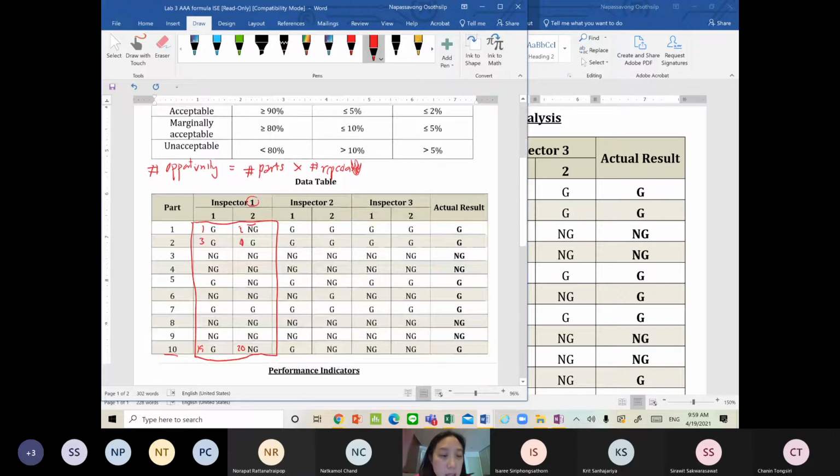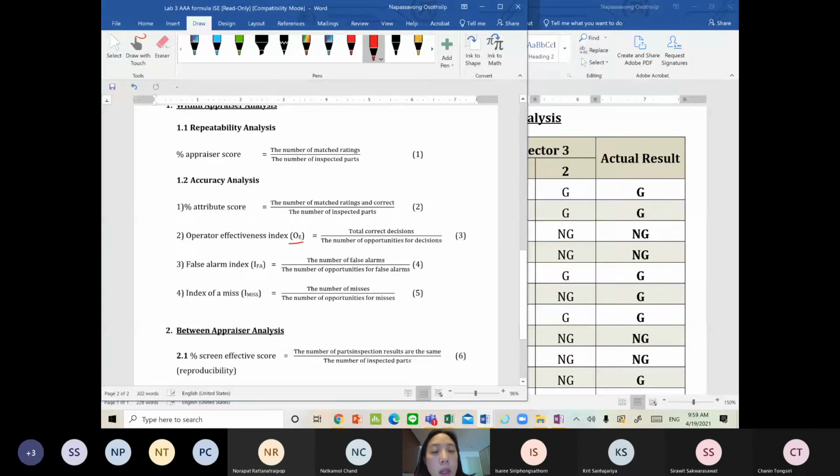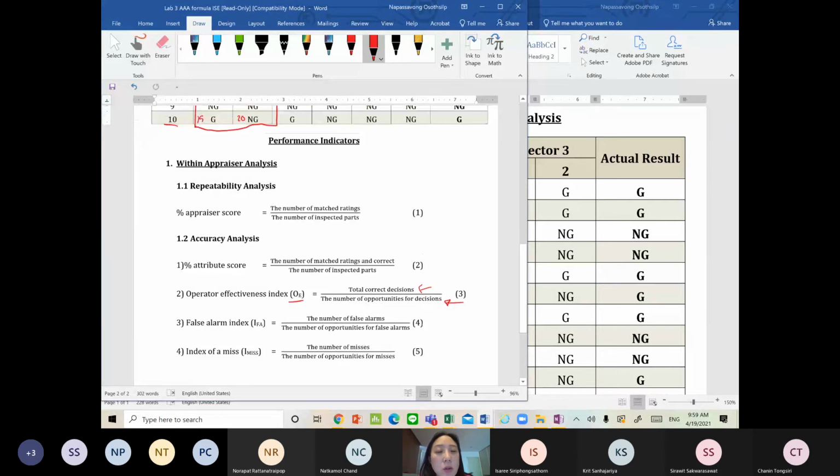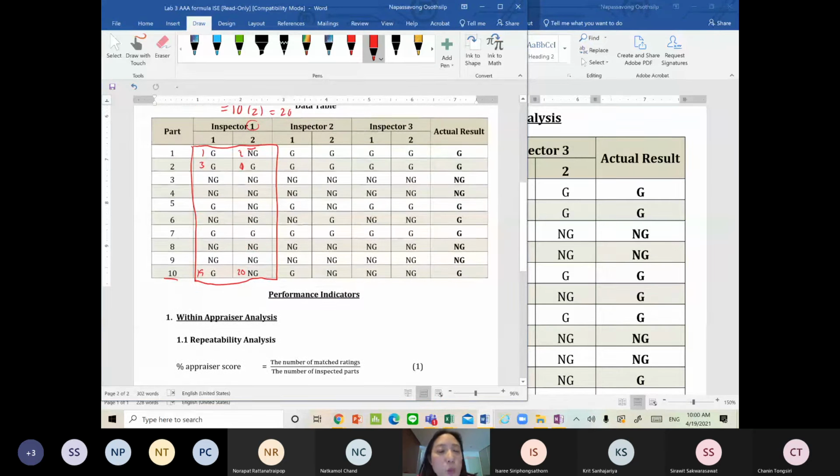If you take a look at the indicator, percent OE, the lower side is the number of opportunities for decision, which is the number of parts times the number of times that they do replication. And the upper part is the total correct decision. Now we talk about the accuracy. So total correct decision. You will take a look at each opportunity.